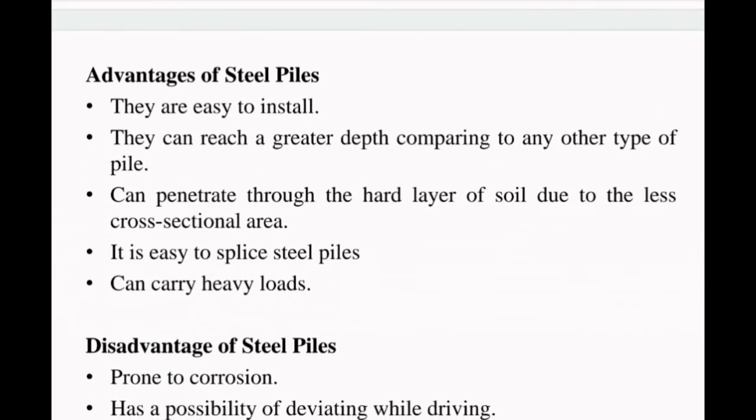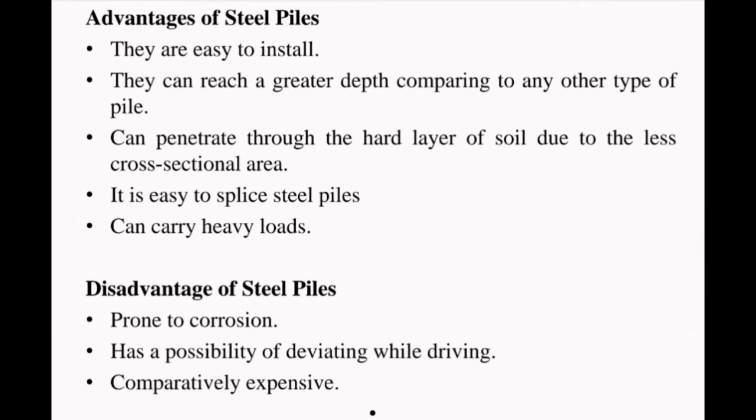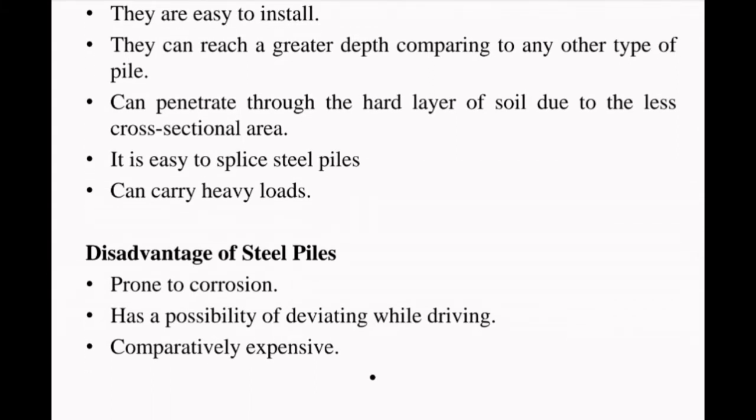And now we are going to see the advantages of steel piles. The steel piles are easy to install. They can reach greater depth compared to other types of piles, such as concrete piles or timber piles. Compared to all the piles, steel piles are somewhat easier and can reach greater depth by penetrating into the ground, and can penetrate through the hard layers of soil due to the smaller cross-section area. As it has less cross-section area, it will penetrate somewhat easier compared to the other types of piles. Steel piles are also easy to splice, and they can carry heavy loads.